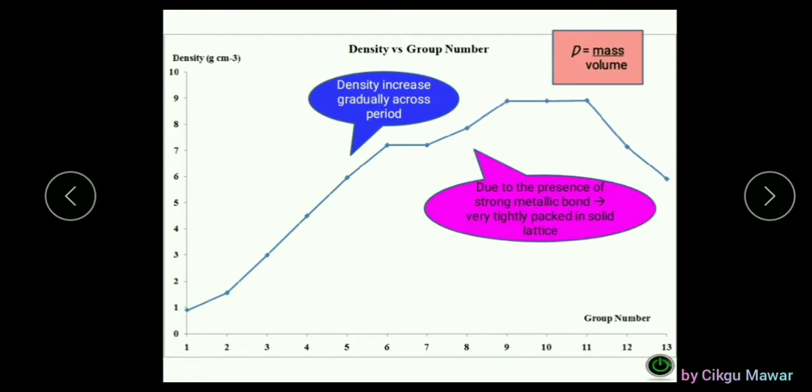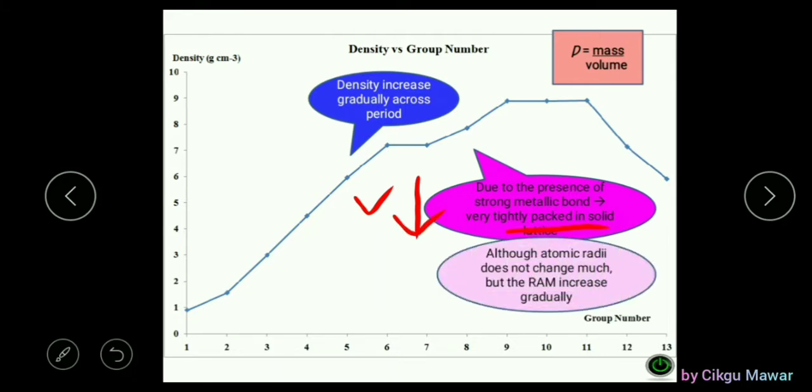Why? Due to the presence of strong metallic bonds. The structure is tightly packed in a solid lattice. That's why the volume becomes lower. Because it is very tightly packed in the solid lattice, the volume decreases.